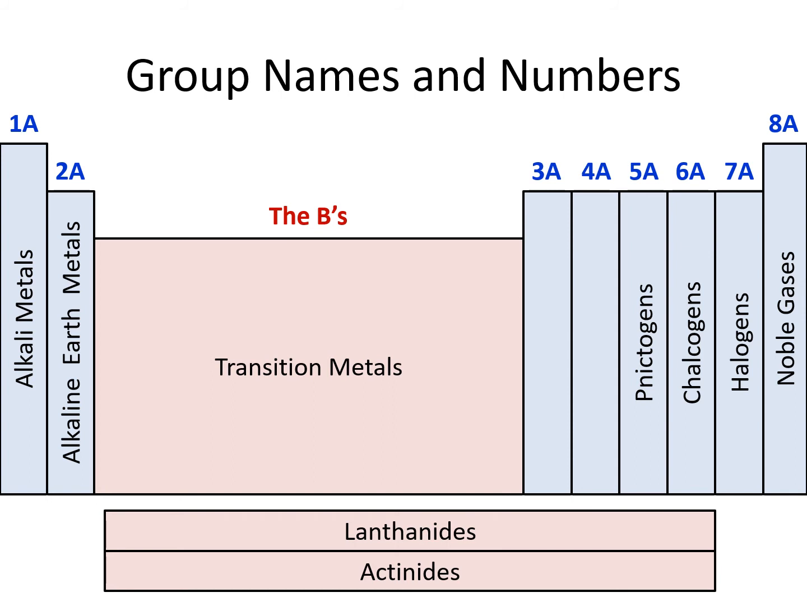I am not making you know the numbering for the B's because it's pretty weird. It starts at 3 and then gets back to 1 and 2 on the right-hand side. Group 8B is 3 columns wide, which is also pretty weird.